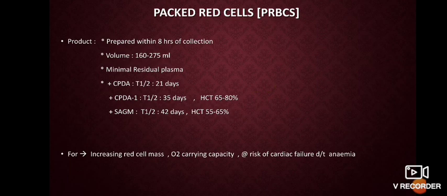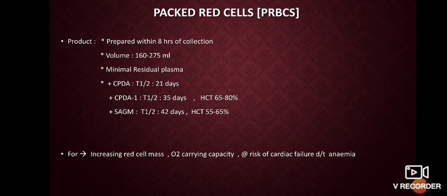Coming on to the PRBC part, the product should be prepared within 8 hours of collection, and the volume should be approximately between 160 to 275 ml depending upon the volume of the whole blood being collected. And any PRBC should contain minimal residual plasma to reduce the after transfusion reactions in the patient. And if it is stored with CPDA, then the shelf life is 21 days. If it is CPDA 1, it is 35 days, and if it is stored with SAGM, it is 42 days.